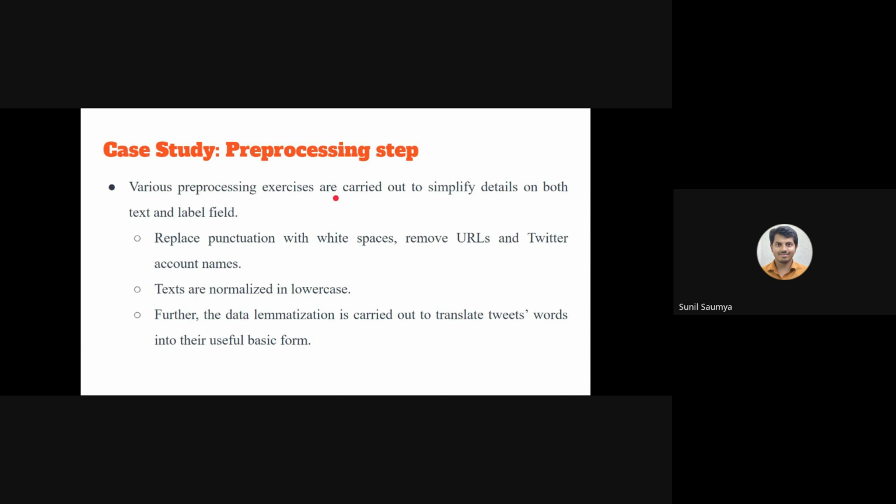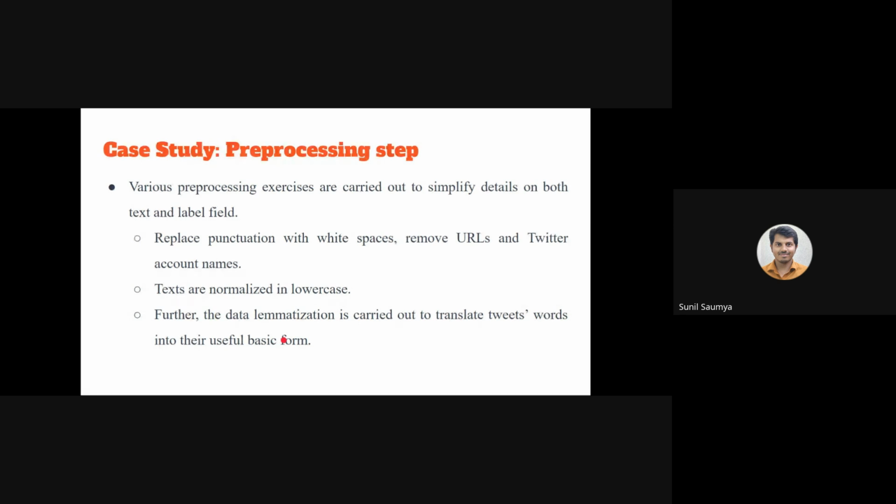And the first step was the pre-processing step. In the pre-processing step, a couple of things which I have mentioned here: we replaced the punctuation with white space. We removed the URLs and Twitter account names, wherever they were mentioned. And then texts were normalized into lowercase, right? And further, we also used lemmatization, which first of all checks each word, whether that word is in its base form or not. If it is not in the base form, it converts that word into the base form.